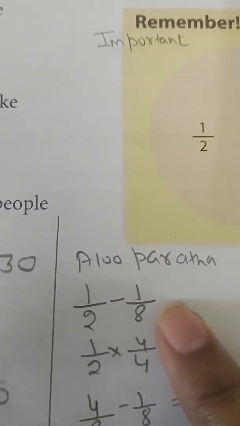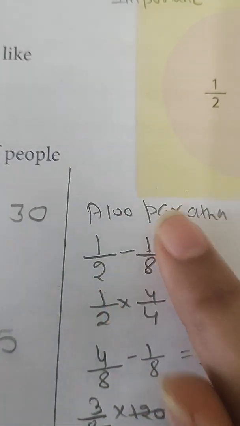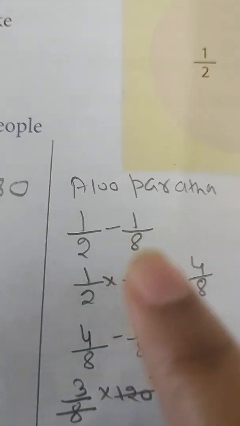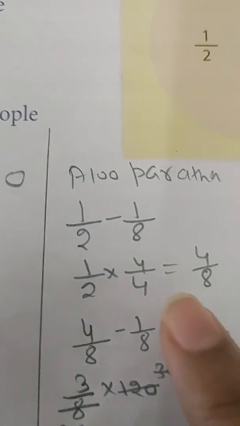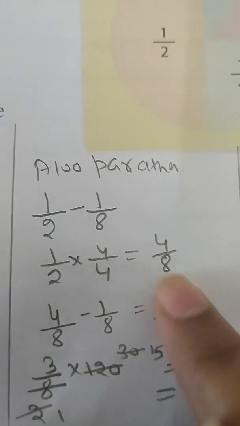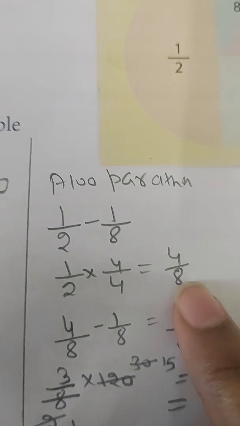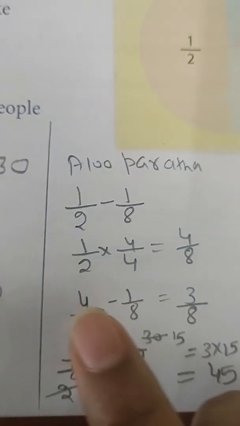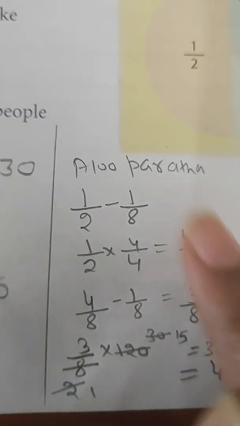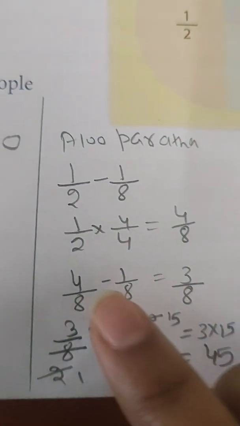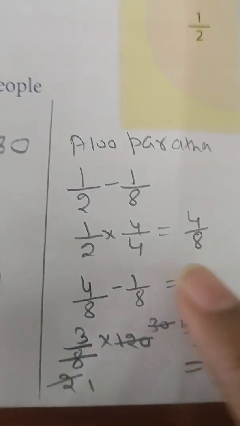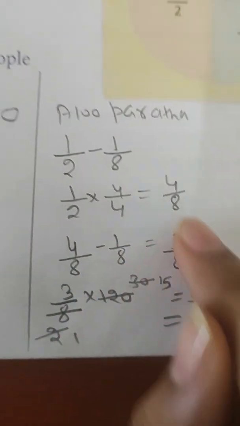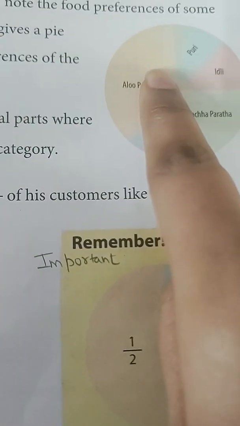So half minus 1 by 8. 1 by 2 minus 1 by 8 cannot be done directly; you should have the same denominator to subtract. So 1 by 2 will be multiplied by some number so that you can get 8. 2 will be multiplied by 4, the answer will be 8. 1 will be multiplied by 4, then it will be 4 only. So we have got 4 by 8. Now 4 by 8 minus 1 by 8: 1 subtracted from 4 is 3, and 8 is common. Now 3 by 8 is the fraction of aloo paratha.